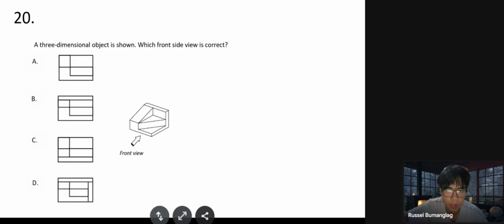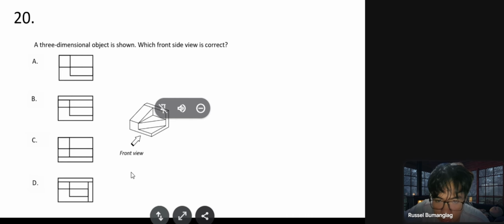For number 20, a 3-dimensional object is shown. Which side view is correct? So this is a front view and we're trying to find the 2D version of it. And my answer here is letter A. Why? Because letter B has an extra line here, and we don't see an extra line here, so that's wrong.